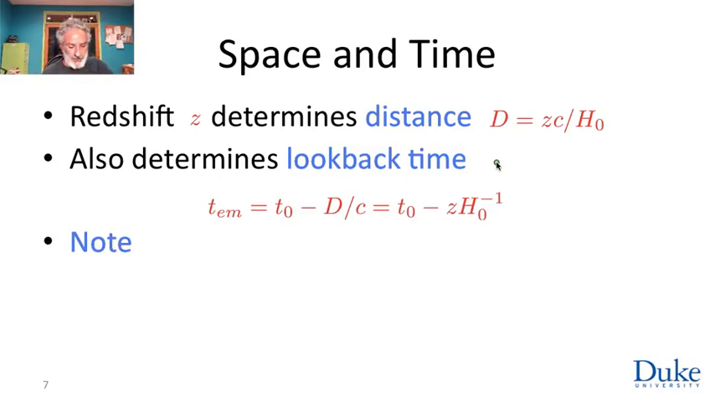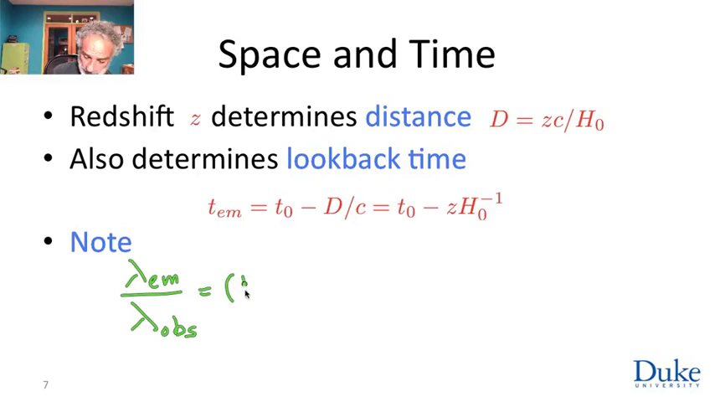Let's think about it this way. Remember that I'm going to compute the wavelength at which light was emitted divided by the wavelength at which I'm going to observe it. This is kind of backwards to the usual calculation of the redshift. The redshift is lambda observed divided by lambda emitted. So this is actually (1 plus z) inverse. It'll be clear why I'm doing it this way.